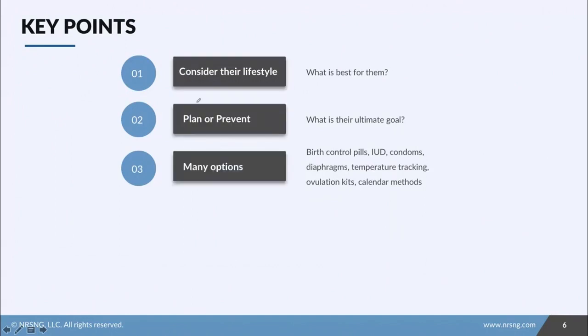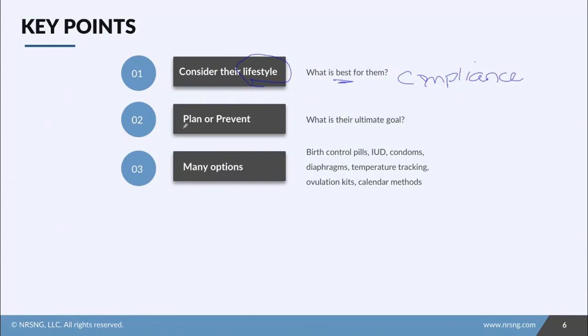There are a few key points to remember. It is important to always consider the lifestyle of the patient. What is going to be best for them? We need to know what they are going to be most compliant with. Okay, that's our number one, our compliance level. We don't want to give a patient birth control pills to take if they're not going to be compliant with them. Otherwise, there's no point. So consider their lifestyle and what's going to work best for them.